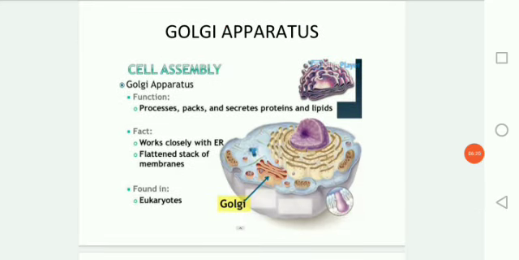We have the Golgi apparatus, which is again found only in the eukaryotes. It works closely with the endoplasmic reticulum. It's a flattened sac membrane, and its function is basically to process, pack and secrete proteins and lipids.